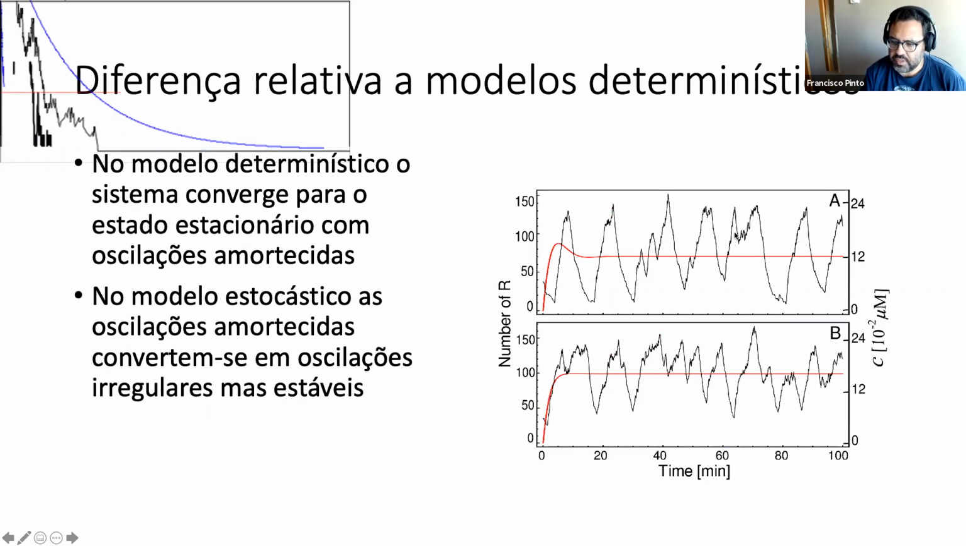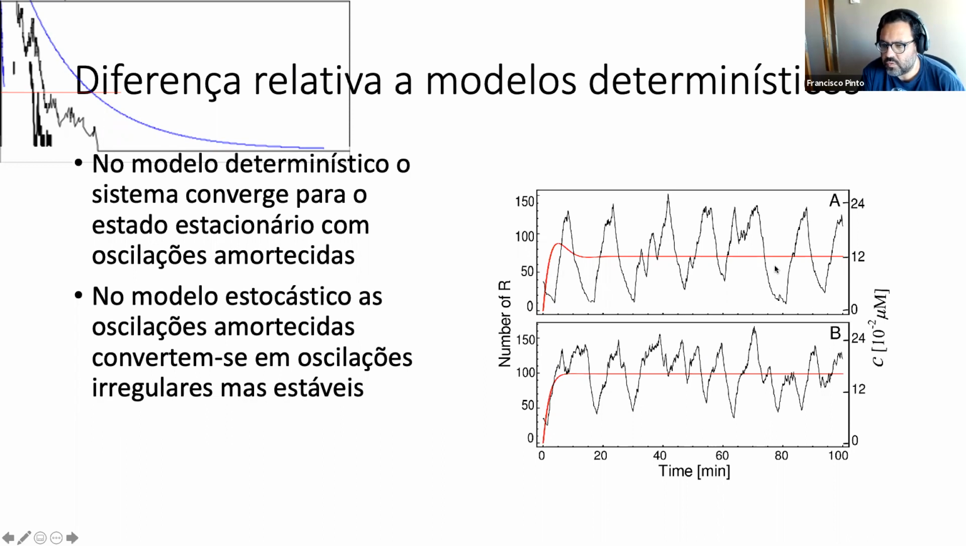Here is another example that corresponds to what we saw when we talked about circuits that present oscillations in biology, and we talked that systems that converge to a stable steady state by damped oscillations can present sustained oscillations if there is noise. So in this case, that's what it is.